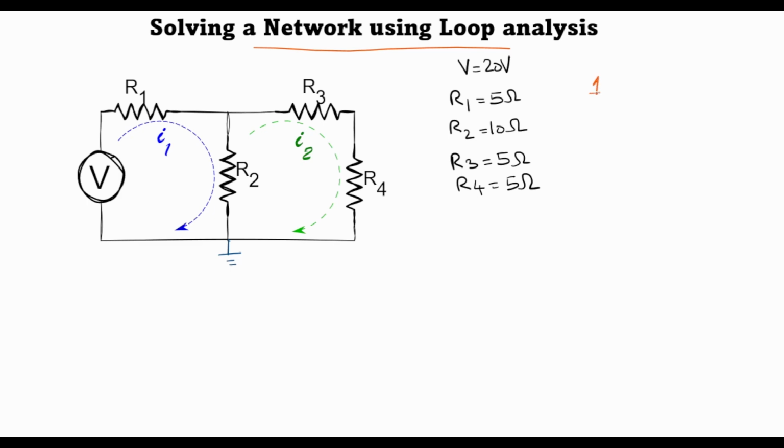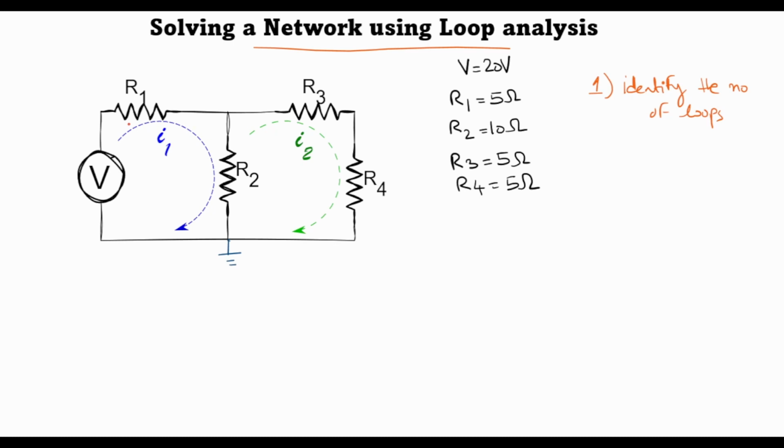the first thing we have to do is to identify the number of loops that we need. The criteria for doing that is that each element within the network should be encompassed at least once. For example, I1 includes R1 and R2, and I2 includes R3, R4, and R2, and thus all elements within the network are encompassed by these two loops.